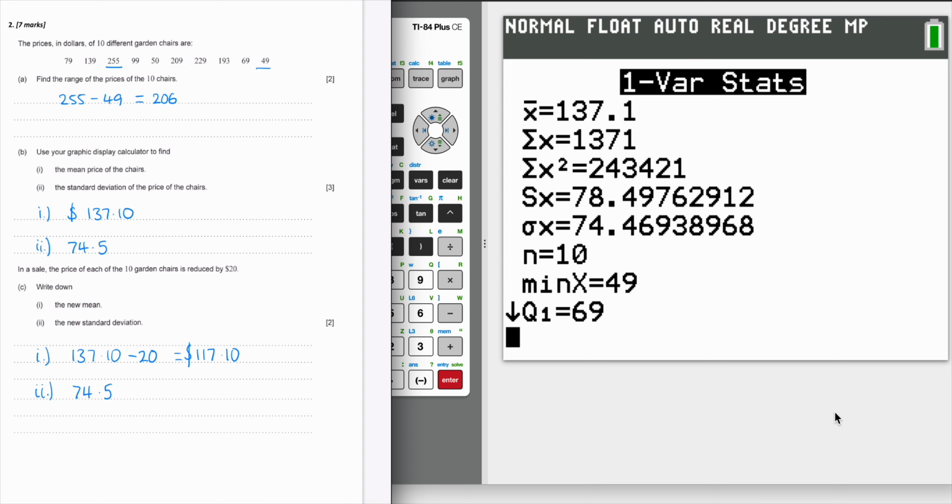So this question, you would be given 2 marks for the first part, 1 for the answer, and 1 is for the method here. Then the second part is worth 3 marks, so there is an answer mark for both of them, and 1 for correctly rounding. And for the third one, there is 2 marks, and again, that's just 1 for each of the answers that we have to give.